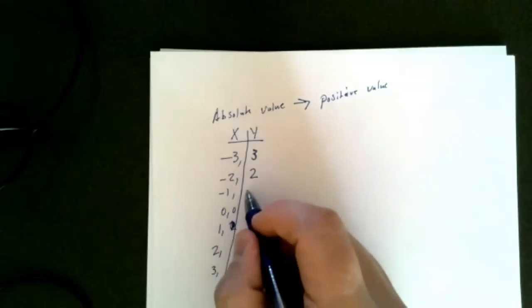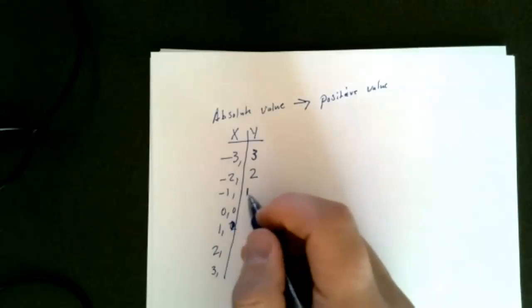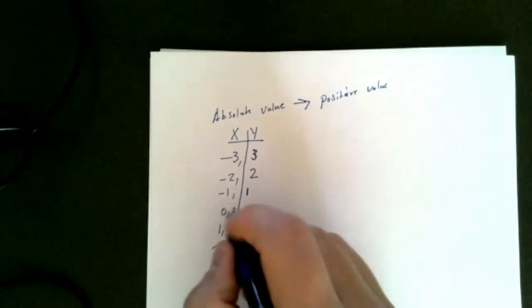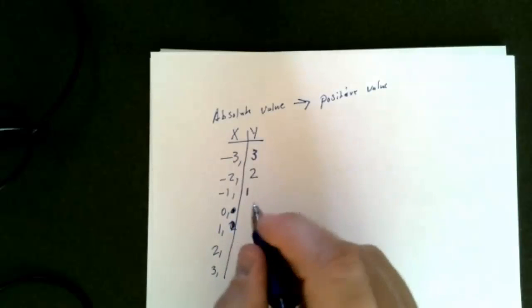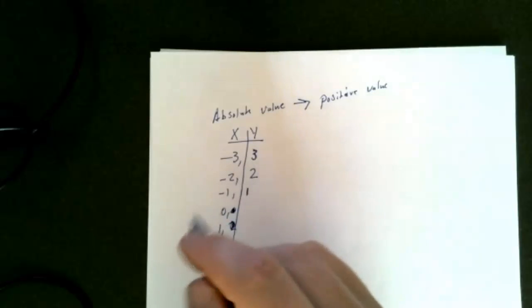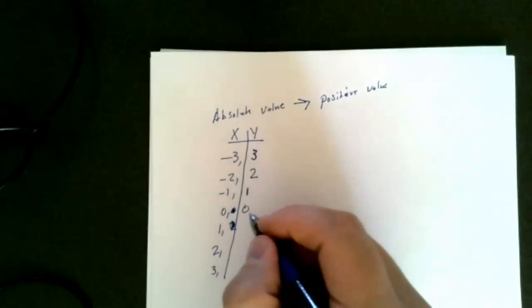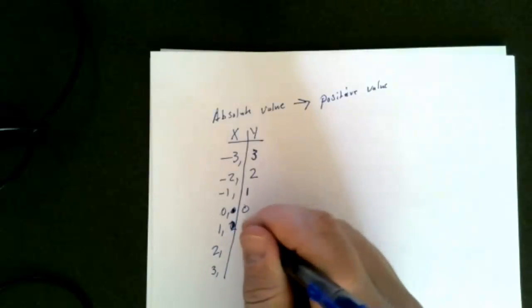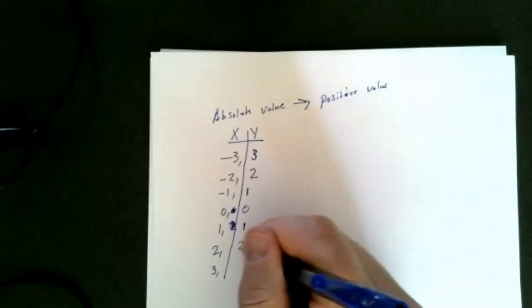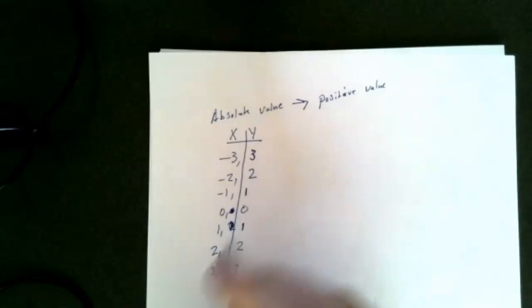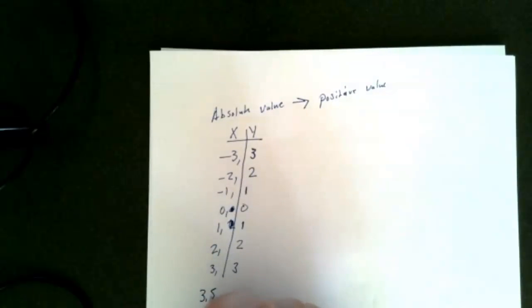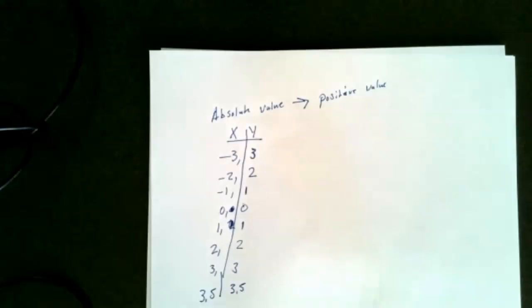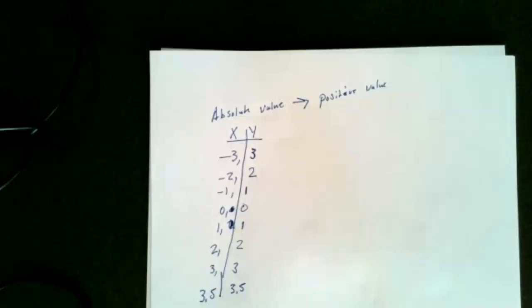The absolute value of -1 is 1, because you're talking about distance away from 0 on a number line. So 0 is 0 units away from 0. 1 is 1 unit. 2 is 2 units. 3 is 3 units. And you can even plug in decimals, like 3.5 would still be 3.5 units away from 0 on the number line.